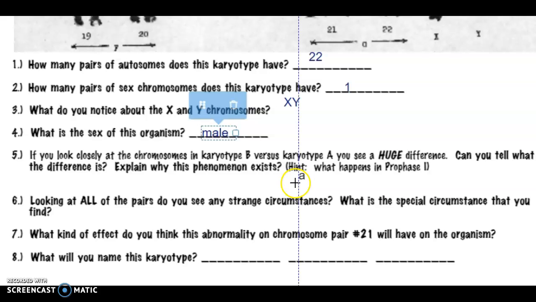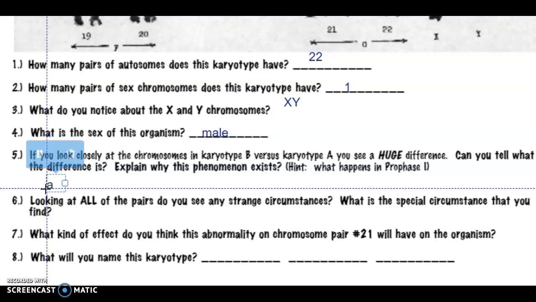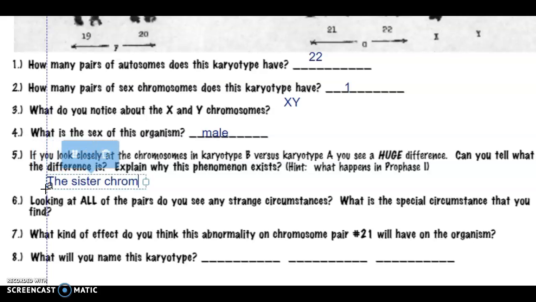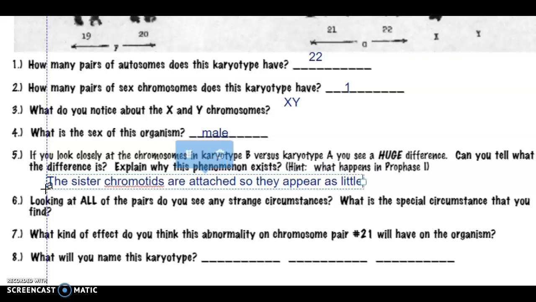If you look closely at the chromosomes in karyotype B versus A, there's a big difference. Can we tell what it is? It gave us a hint that it happened at prophase, and that is that they are attached to their sister chromatids. The sister chromatids are still attached together, so they appear as little X's.